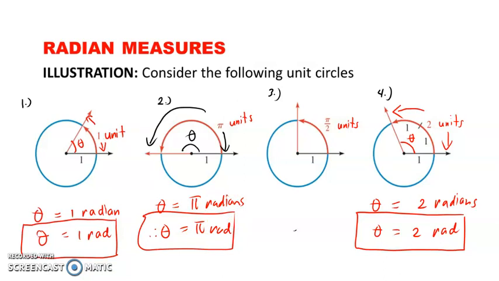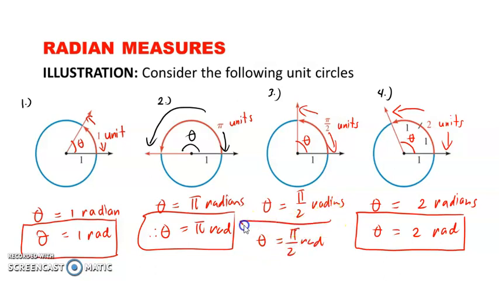And then lastly, in number 3, you can see that the length of the arc is pi over 2 units. Since the length of the arc is pi over 2 units, therefore, the measure of the central angle theta is equal to pi over 2 radians, or simply pi over 2 rad. That's how we measure an angle in terms of radians. So remember that to quantify an angle in terms of radians, you have to quantify the length of the arc that subtends the central angle theta.